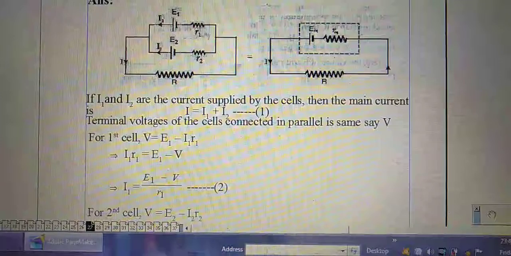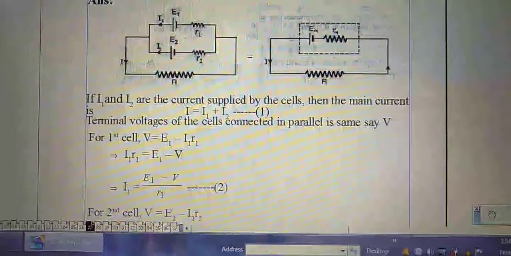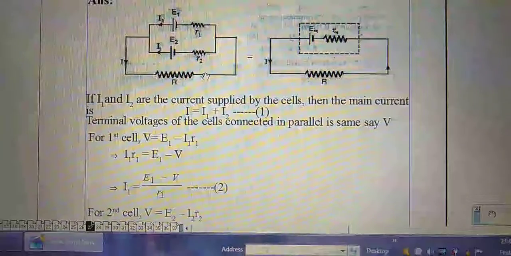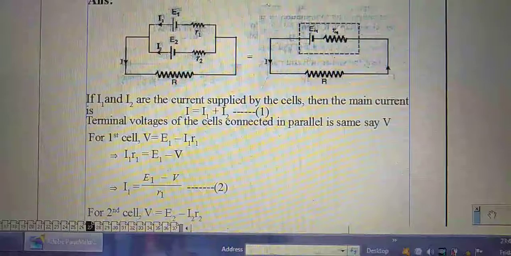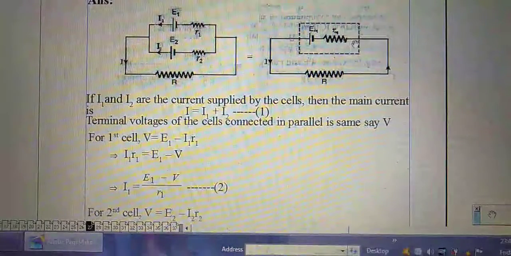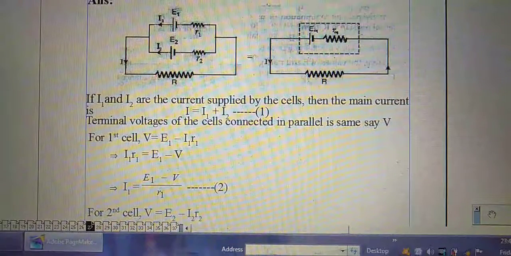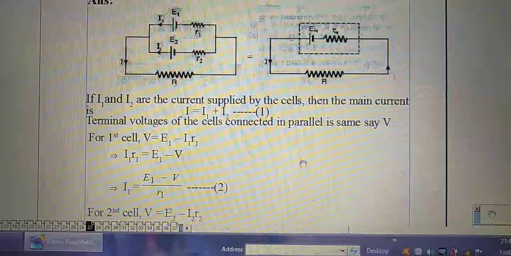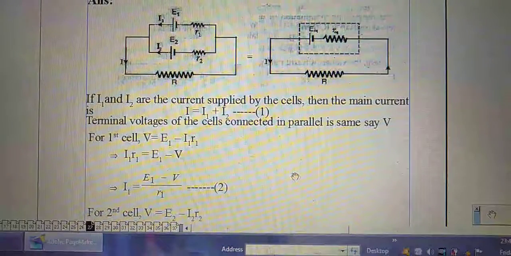Our aim is to find the expression of voltage for this part, and then compare it with the voltage expression of the equivalent circuit. As you know, voltage is always conserved. Here the voltage and here the voltage will have the same value. From this we find the equivalent EMF.